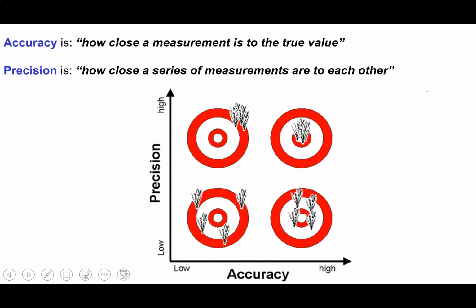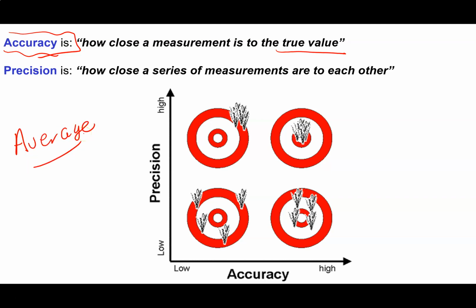Okay, so a couple of familiar definitions. Accuracy is how close a measurement is to the true value. So it's telling you how far away. If a measurement is highly accurate, it's very close to the true value, and if a measurement is not so accurate, it's a long way from the true value. Now, accuracy is a quality of a single measurement, but it also might be the quality of a group of measurements. And if we've got a group of measurements, what we're going to do is take the average.